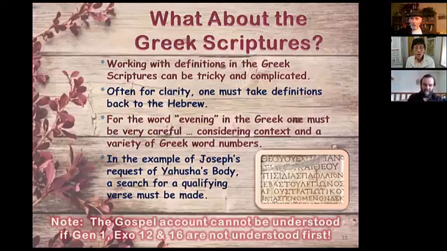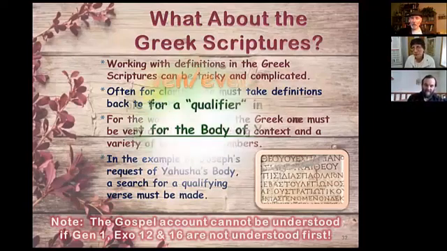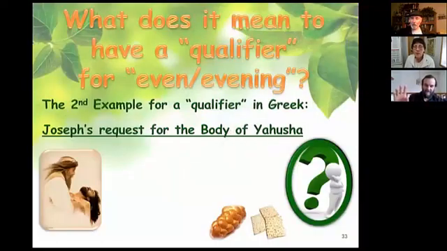You cannot understand it if you do not understand Exodus 12 about the Passover lamb and the types and antitypes that are there. And you need to understand Exodus 16, where we need to have qualifiers to understand how to figure out this tricky puzzle. So as we go through the studies throughout the coming weeks and get up to the Gospels, then you'll be able to put the pieces together. So what we're saying here, we're asking questions. What does it mean to have a qualifier for even and evening in the Greek?